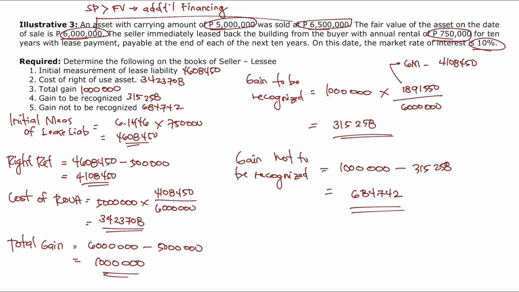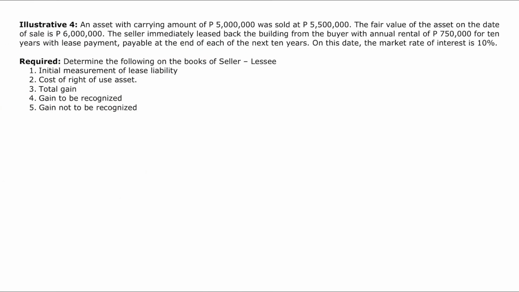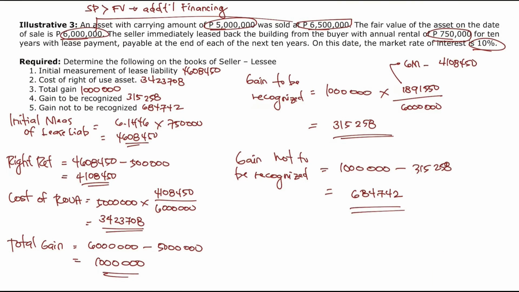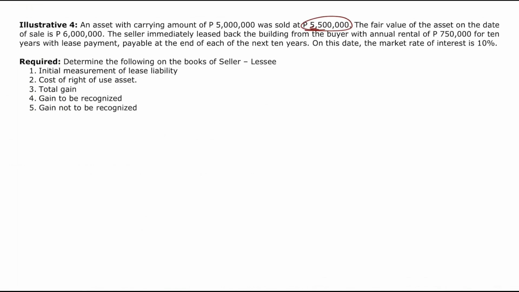Now, punta tayo sa last problem. That is illustrative problem number 4. Actually, same problem lang ulit, but this time the selling price will be equal to 5.5 million pesos. Pinalitan ko po ulit yung selling price. Sa illustrative problem number 2, selling price is equal to fair value at 6 million. Dito sa illustrative problem 3 naman, fair value is actually lower than the selling price kasi selling price is 6.5. Then dito sa illustrative problem number 4, ginawa kong 5.5 million pesos.